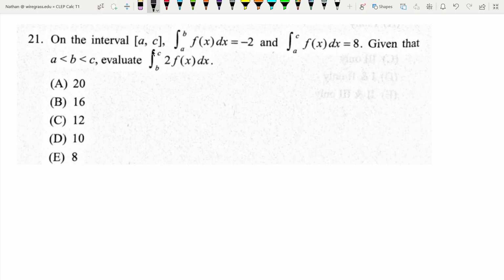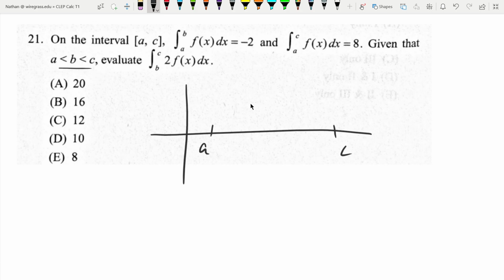Okay, we have an interval from A to C. I'm actually going to graph this out because I think it's going to help visualize it. And we have this first portion, some b in between the interval is what this is saying there. So let's just choose a point right there. And the function says it is -2. The integral of this function over that interval is -2. So that in total means it's going to look something like this.